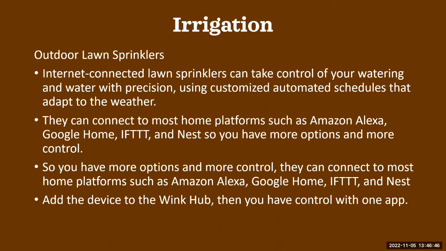Outdoor lawn sprinklers for irrigation. These are internet-based lawn sprinklers that let you take control of your watering and water with precision using customized automated schedules that adapt to the weather. They can connect to most home platforms such as Amazon Alexa, Google Home, IFTTT, and Nest, so you have more options and more control.